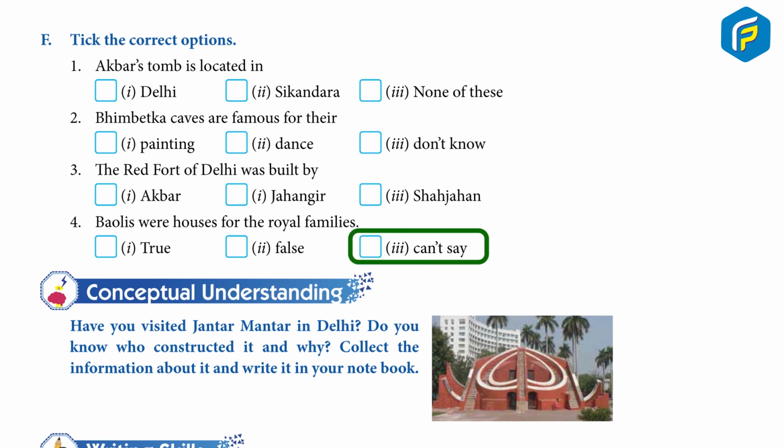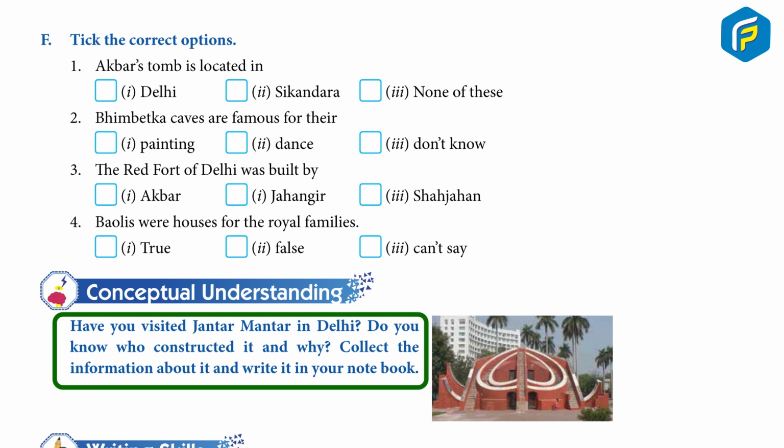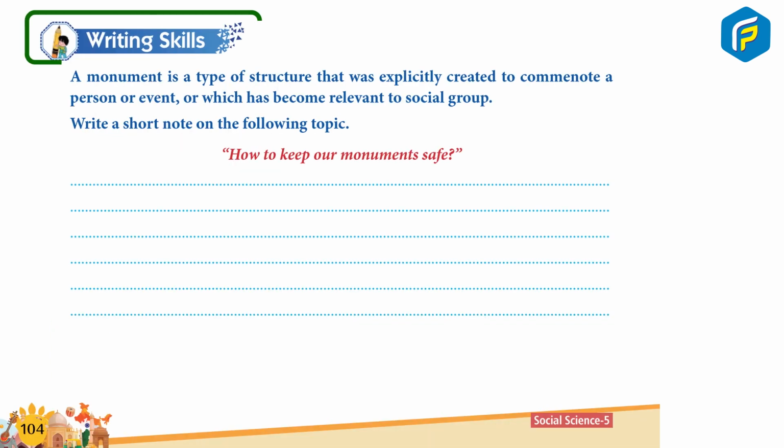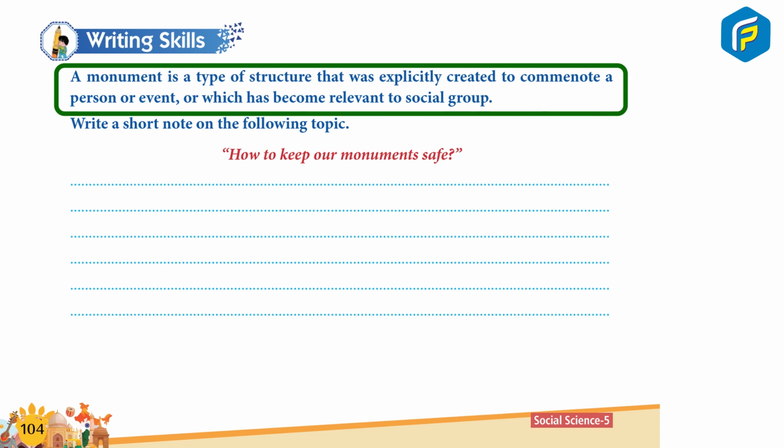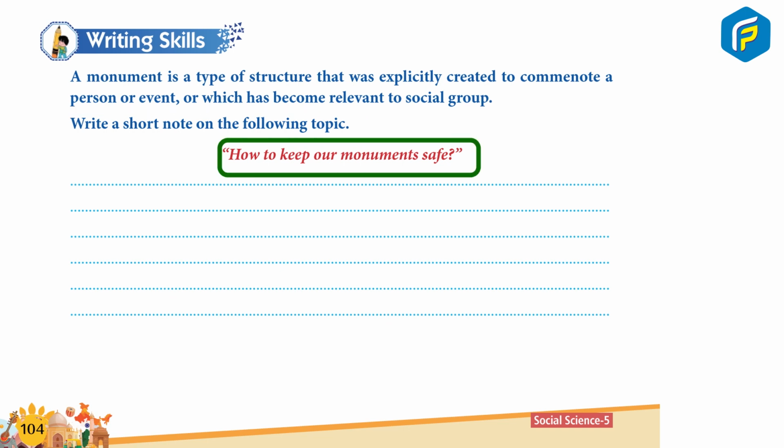Conceptual understanding. Have you visited Jantar Mantar in Delhi? Do you know who constructed it and why? Collect the information about it and write it in your notebook. Writing skills. A monument is a type of structure that was explicitly created to commemorate a person or event or which has become relevant to a social group. Write a short note on the following topic: how to keep our monuments safe.